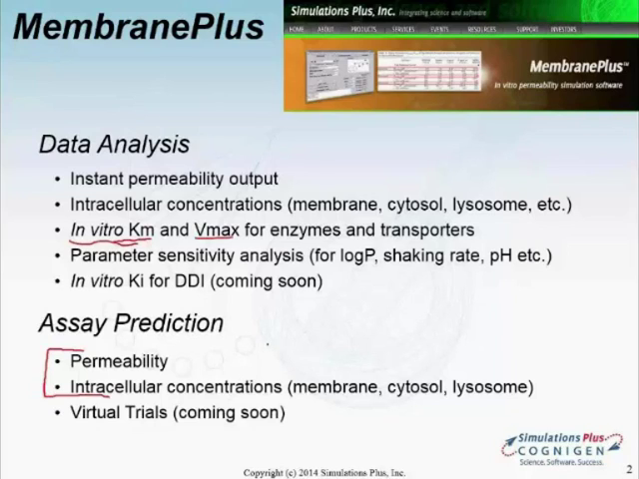Some of the future developments that we have planned are for extending the capabilities for DDI predictions, so start incorporating analysis with respect to inhibitors, especially for the inhibitors of the transporters, influx and efflux transporters, and also incorporating virtual trials, or the accounting for the variability in the predictions or in the measurements.